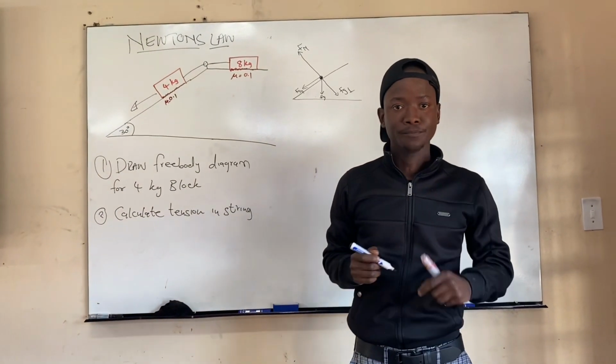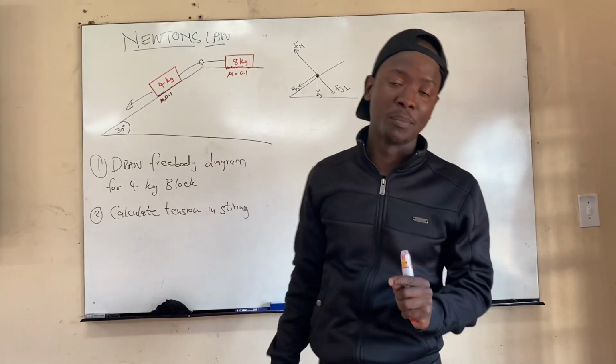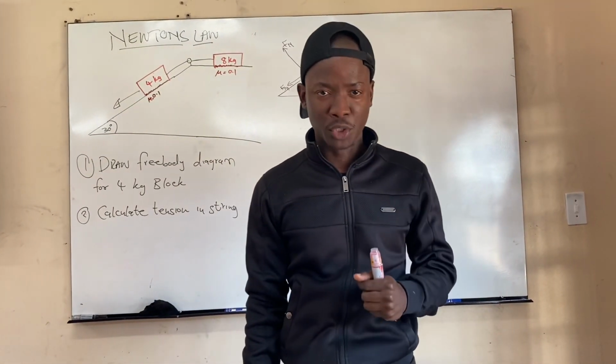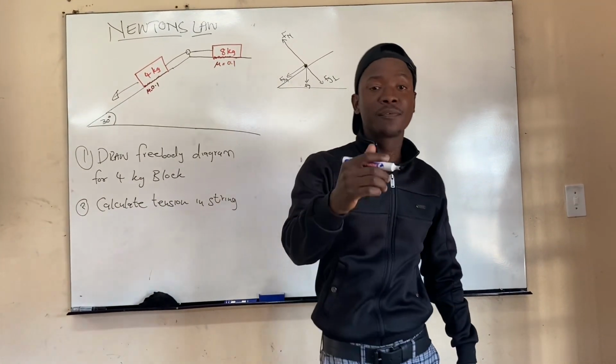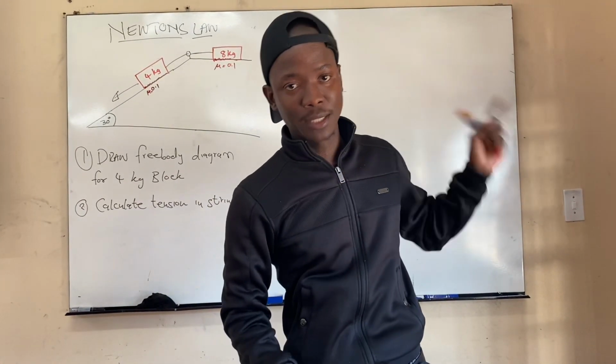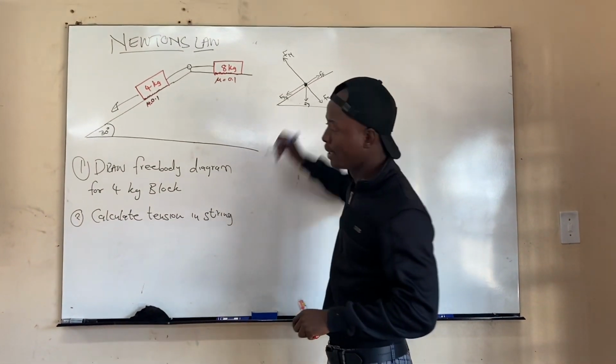You understand? Then, because they're on a rough surface, we expect friction to be there. And friction opposes the motion. Currently, our motion is going where? Down. Which means friction is going up, it's opposing the motion. You will have then friction going there.